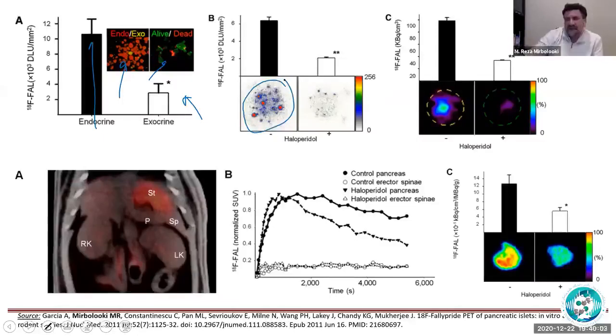To make sure that this is not non-specific binding, we also did it with haloperidol, which is competitive with fallypride and binds to the D2 receptor. So it removes the fallypride, and we saw that the binding is removed. So the binding to the D2 receptor was specific.